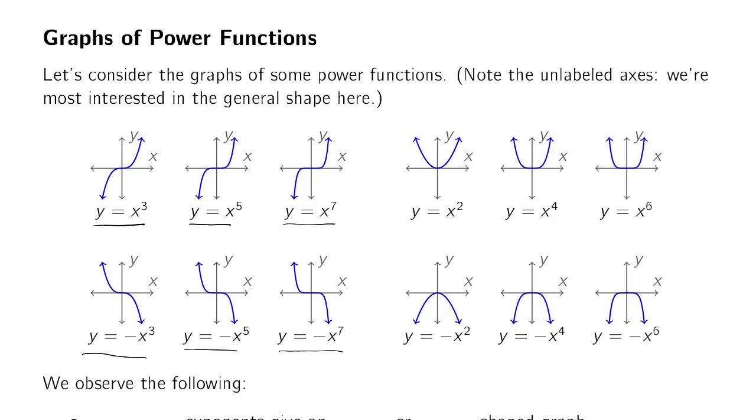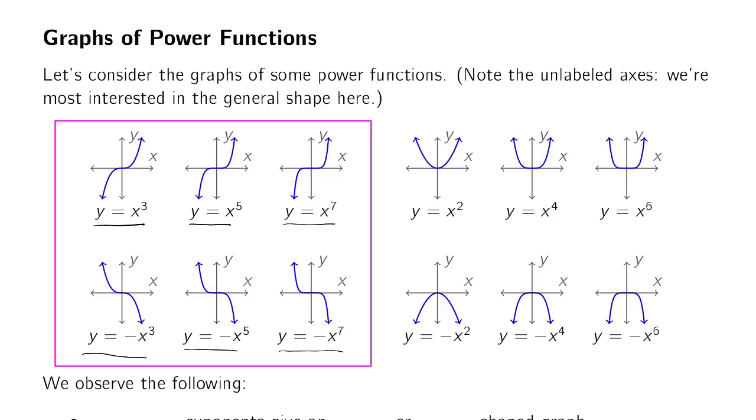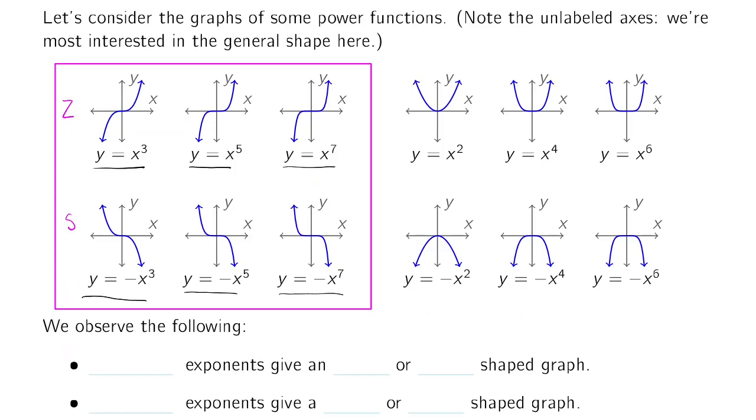And so looking at this set of graphs on the left, we notice that the general shape of these graphs is like an S shape or maybe a Z shape. And these are the functions that we get when we have an odd exponent. So odd exponents give an S-shaped or a Z-shaped graph.